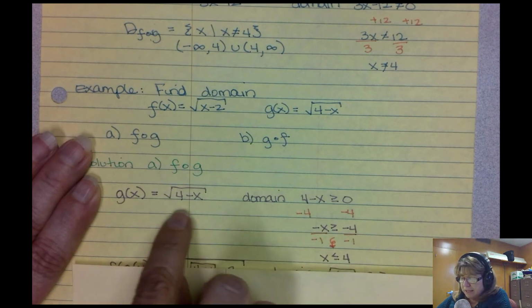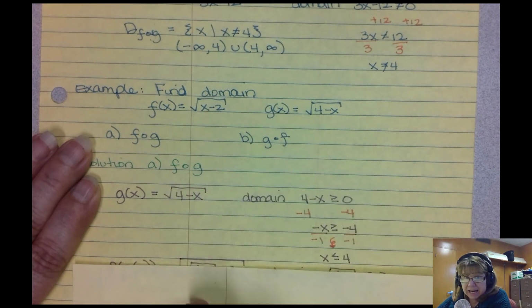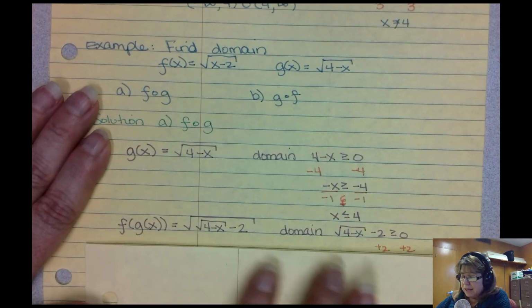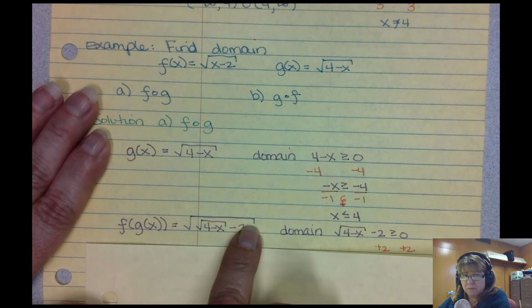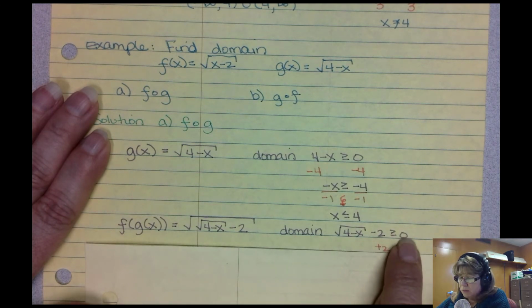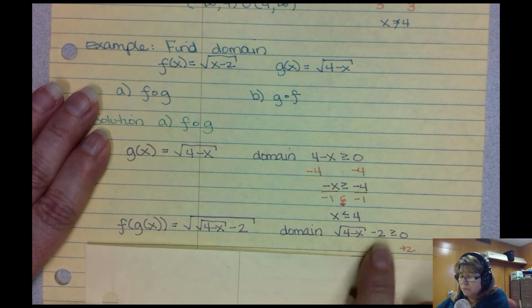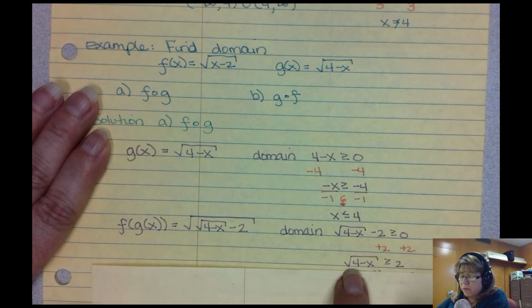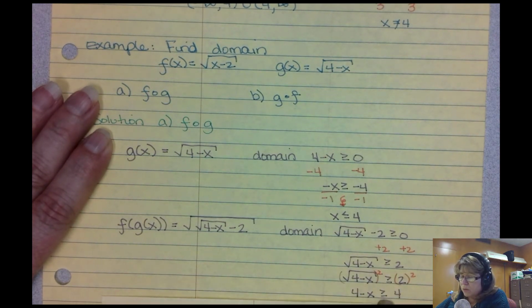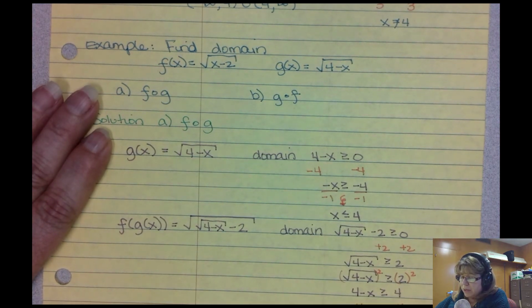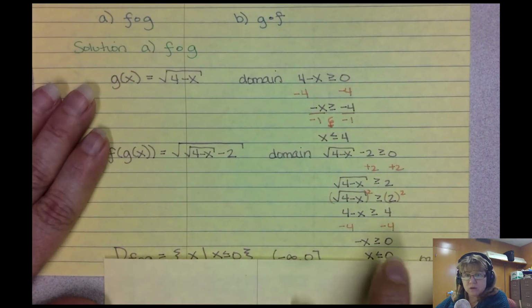Now, let's place g of x inside f of x. And again, this whole entire object inside the big radical must be greater than or equal to 0. So let's solve this. Add 2 to both sides, and I get the square root of 4 minus x is greater than or equal to 2. Let's square both sides. I get 4 minus x is greater than or equal to 4. Solve this for x, and we get x is greater than or equal to 0. Okay? X is greater than or equal to 0.